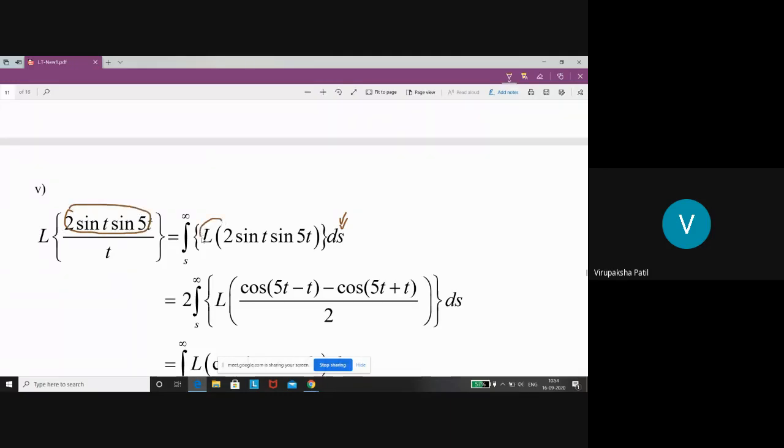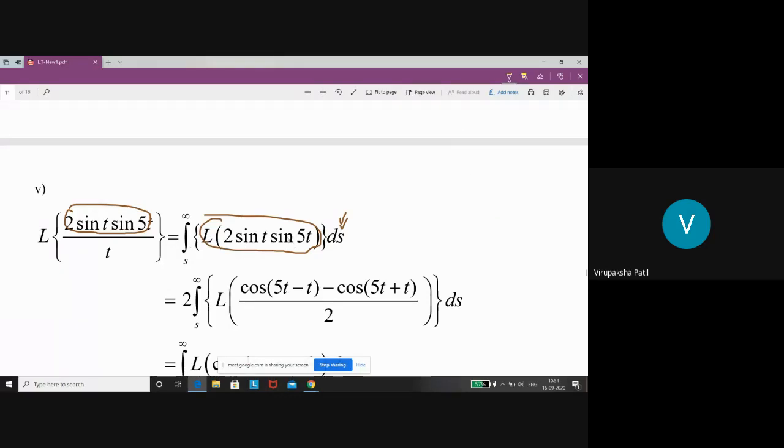So we have written here the Laplace transform of 2 times sin t into sin 5t. If this term were not present, and only sin 2t were there with a constant 2, we would take the constant common and find only the Laplace transform of this. Or if only sin 5t were present, you would have taken it directly. Now, the product of two terms is there. Since the product of two terms is there, we cannot directly use the linearity property. That means we cannot directly apply the Laplace transform to it.